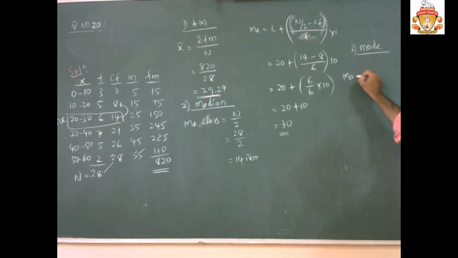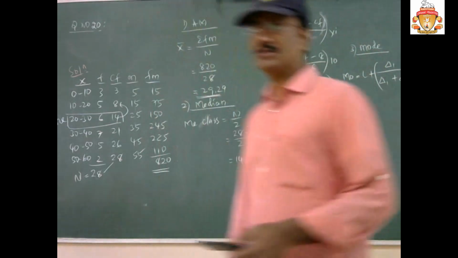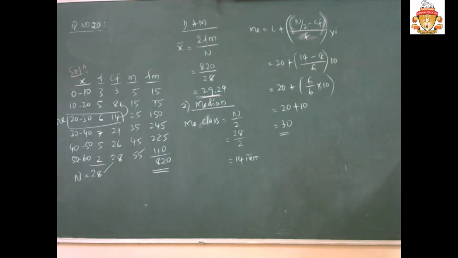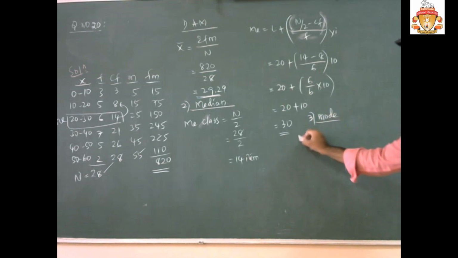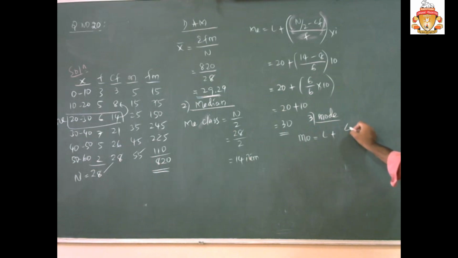So mode equals L plus delta 1 divided by delta 1 plus delta 2, into i. What is the formula for a mode? I think it was not visible to all of you. It is not possible to see. I think in the previous question also the i is missing. So I will take it on this side of the question. See, the third one is the mode. Formula: mode equals L plus delta 1 by delta 1 plus delta 2, into i.